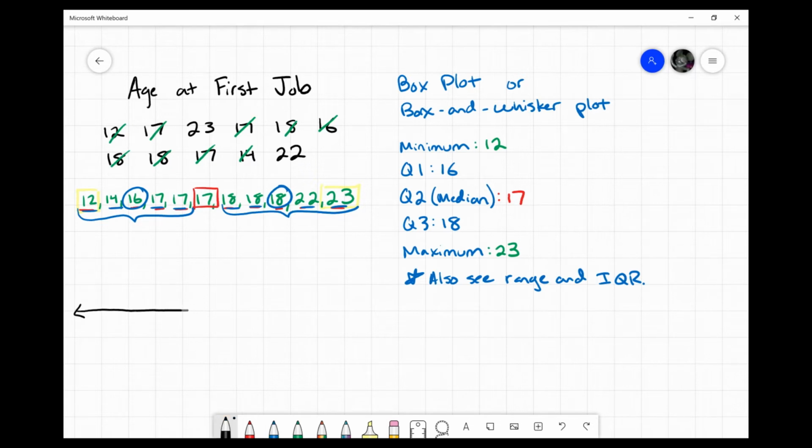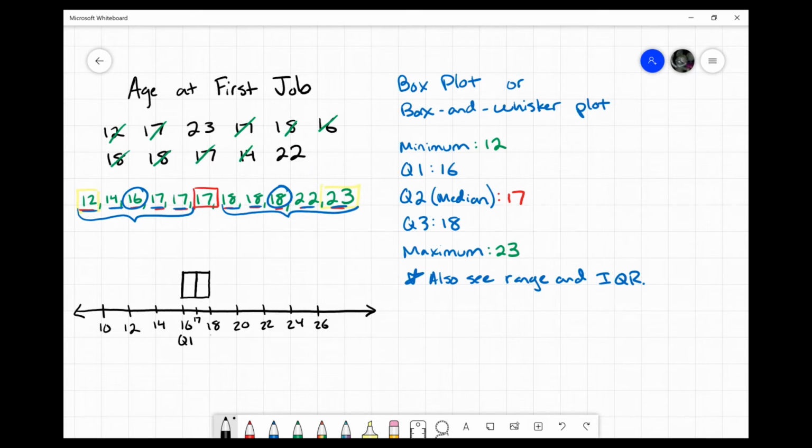So we can represent this as a box plot, which is on a number line. On this number line, I'm going to put bars on quartiles 1, 2, and 3. So I have a bar at 16, which is quartile 1. I have a bar at 17, which is quartile 2. And I have a bar at quartile 3, which is 18. I'm going to make them into a box.